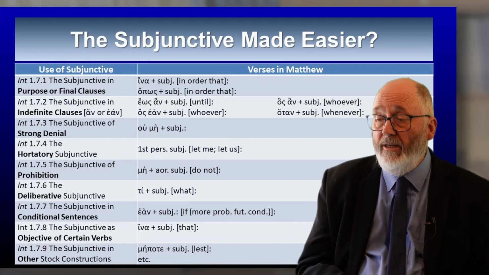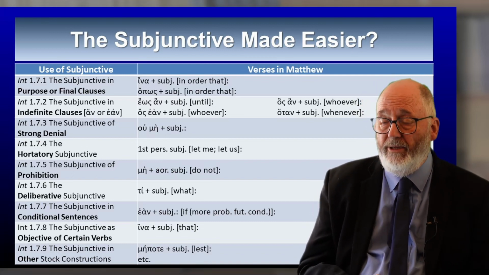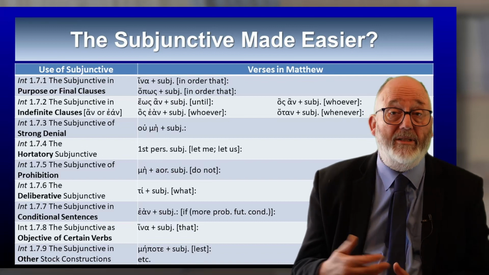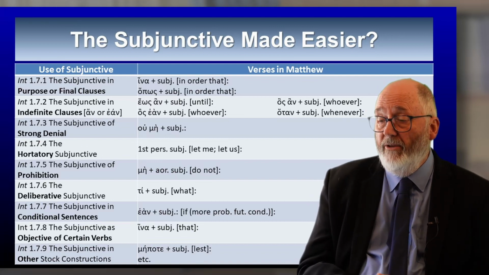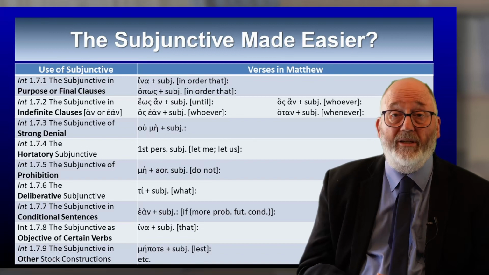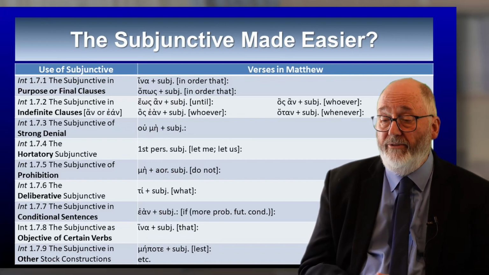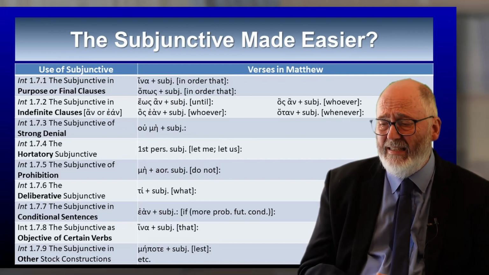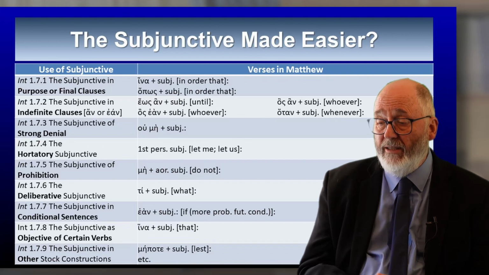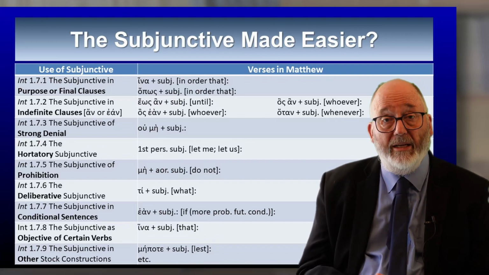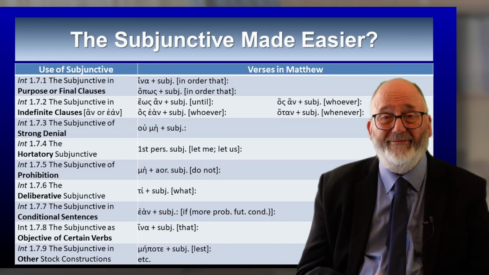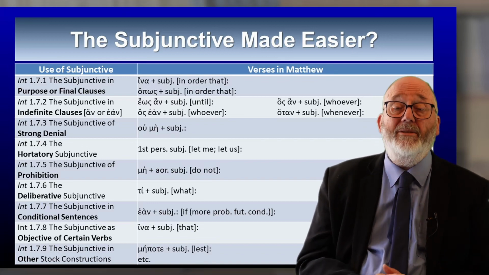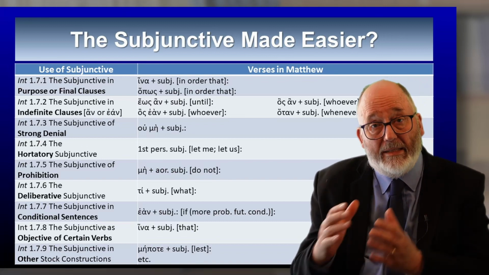For the strong denial, we've got ou mē plus the subjunctive. For the hortatory subjunctive, it's the first person subjunctive. For a prohibition, it's mē plus the aorist subjunctive. For a deliberative, it's with ti. For conditional, it's with ean. And as the objective, it's again hina. So the subjunctive is consistent.